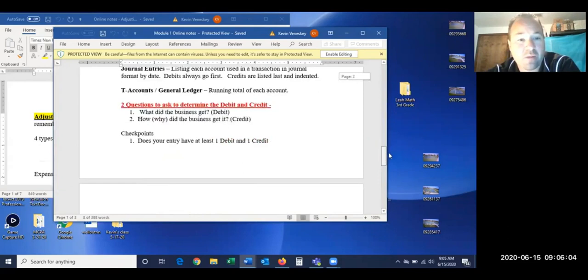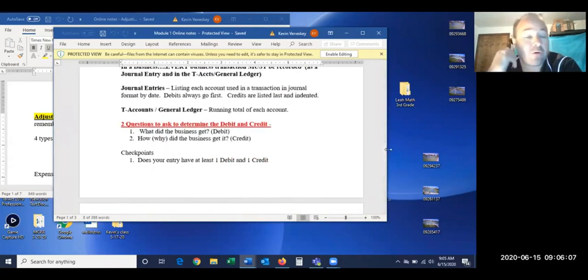And then the other thing that we need to remember, especially for this week, is the 2 questions to ask. We're going to ask ourselves for the debit question, what did the business get? And we could have more than one thing. We could easily have 2 or 3 things, maybe even more than that. But we're going to have at least one. And then, why did the business get it? Or how did the business get whatever number 1 was? And we're going to have at least one of those credits, maybe more, but at least one.